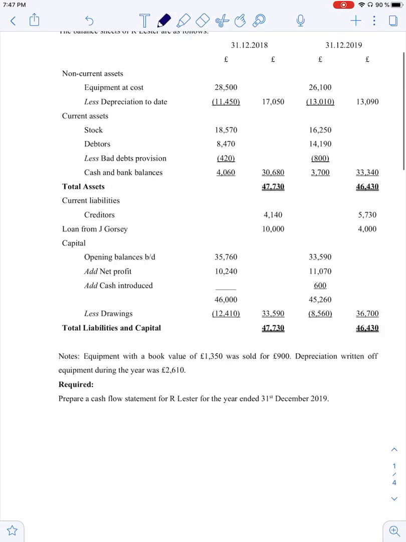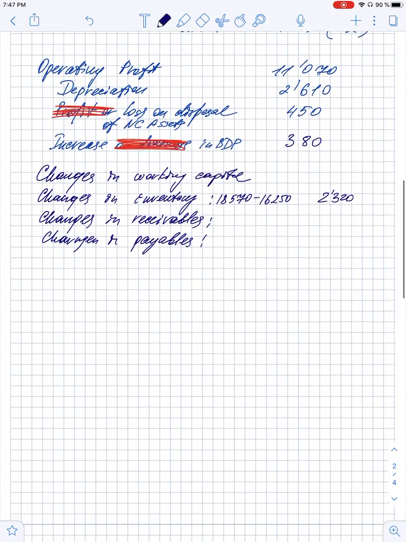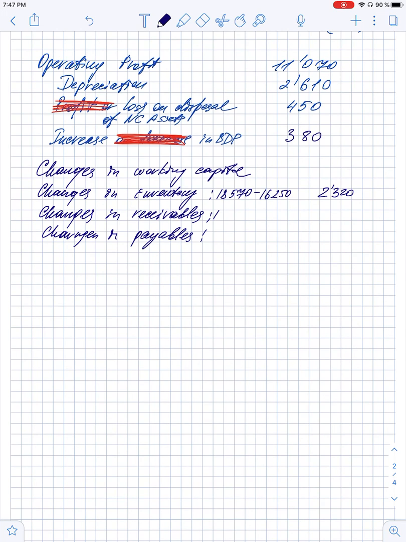Let's calculate the difference one more time. So opening debtors is 8,470, closing debtors 14,190. That means that the increase in debtors by 5,720 led to a decrease in cash.